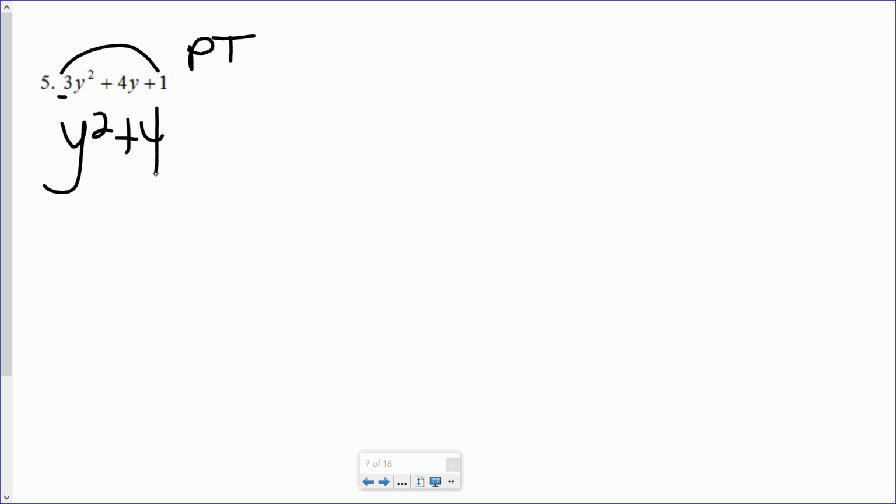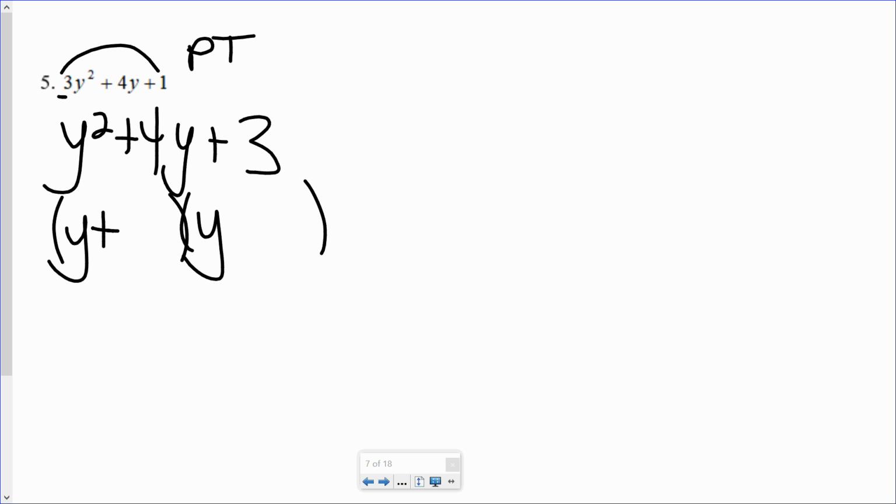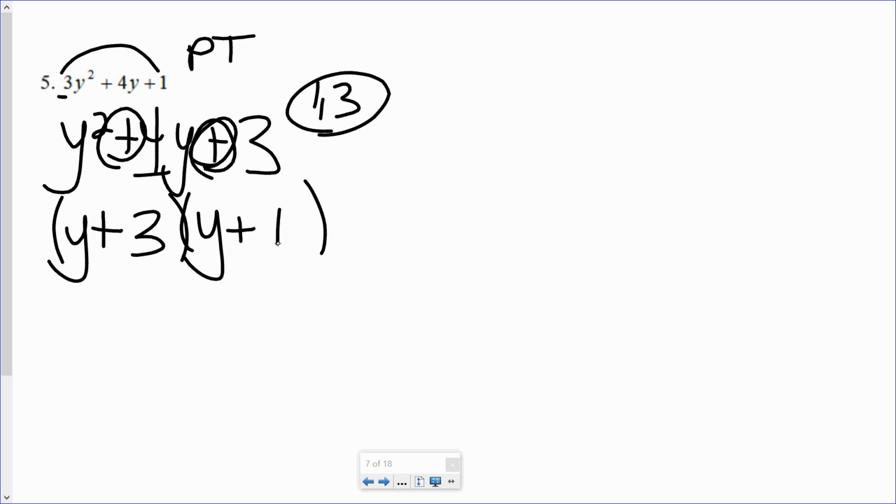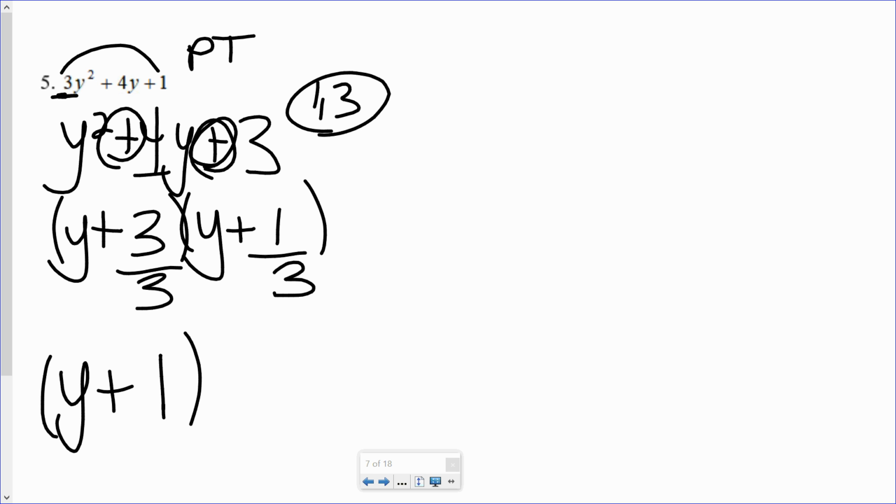I'm multiplying the first and the last number, which gives me 3. Next, I factor the trinomial normally. First sign comes down, positive and a positive is a positive. What multiplies to 3 and adds to 4? 3 and 1, bigger number goes first. Pay the toll! I'm dividing by the leading coefficient, which in this case is 3. If they divide nicely, divide them. 3 over 3 is 1. And for the other one, the denominator comes in front.